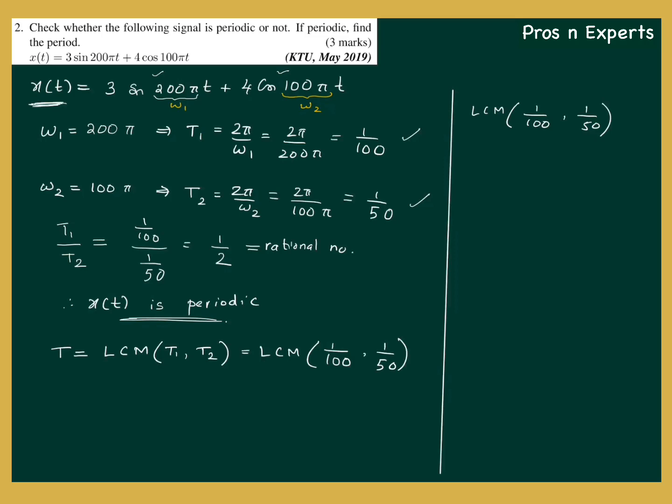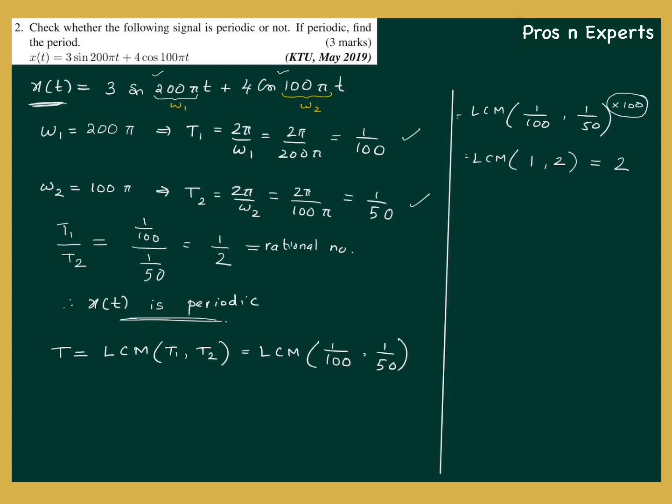To make this not a fraction, let me multiply both the numbers 1 by 100 and 1 by 50 by 100. I am just multiplying by 100. So this becomes LCM of 1, 2. What is the LCM of 1 and 2? It is nothing but 2, right?